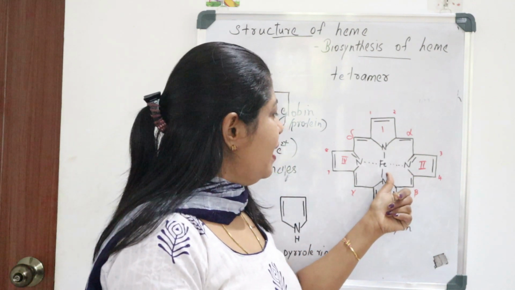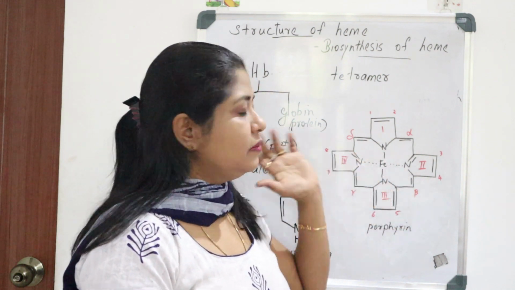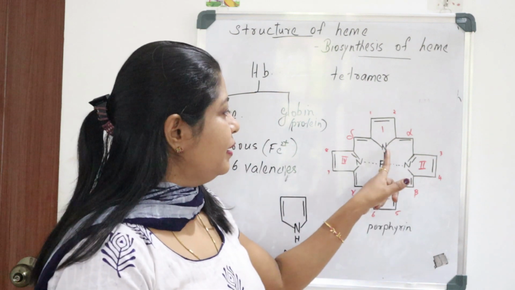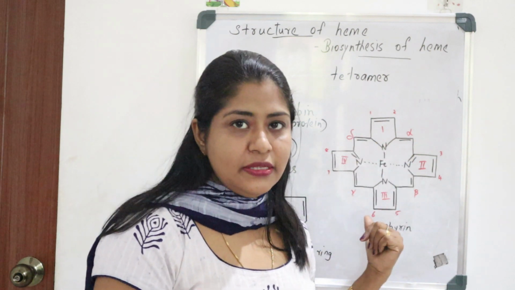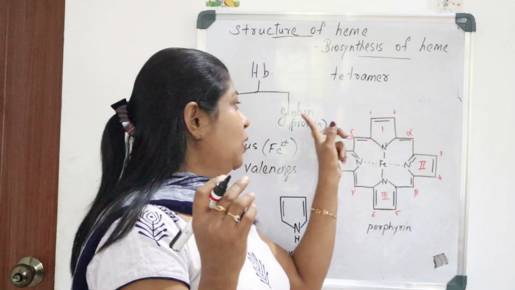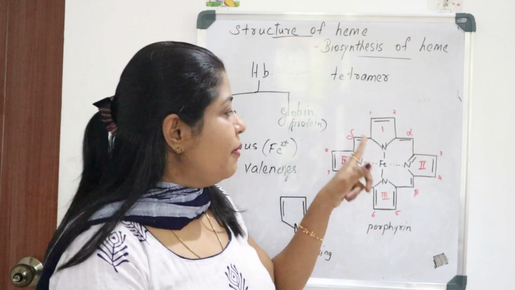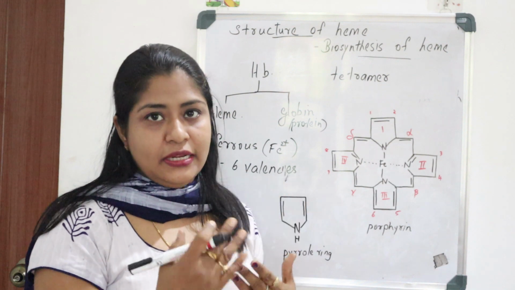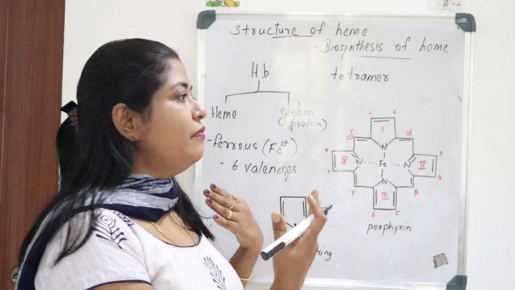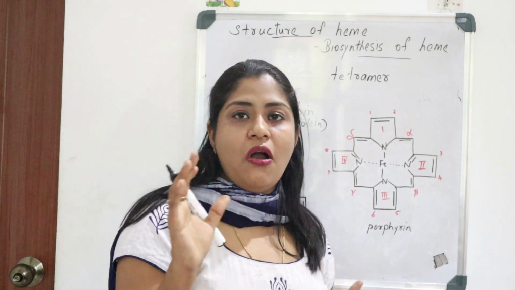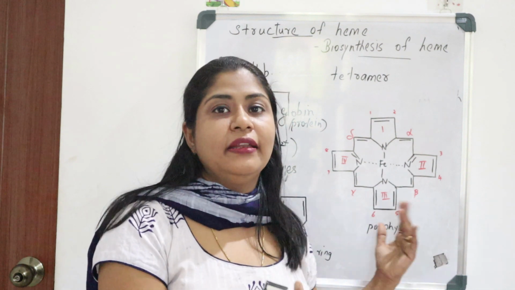Four of these valencies are satisfied by the nitrogen groups of the pyrrole rings. One is linked to the globin protein part, to an amino acid group in the protein, so one valency is satisfied by the protein. The remaining one links to oxygen, so that it can carry oxygen easily.